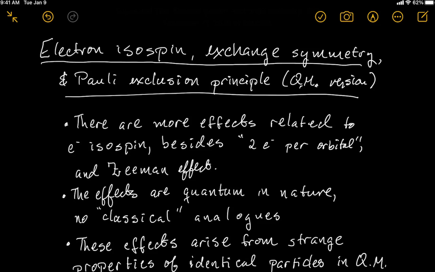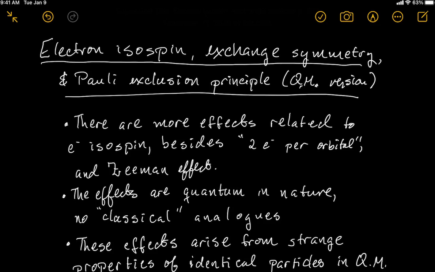So up to this point, we've been thinking about electron spin as having certain effects. One effect is the two electrons per orbital rule, or two electrons per state rule. You have one spin up electron, one spin down electron. So you can put two electrons in 1s, two electrons in 2s. There are three different 2p orbitals, so that gives you six electrons, that sort of thing.